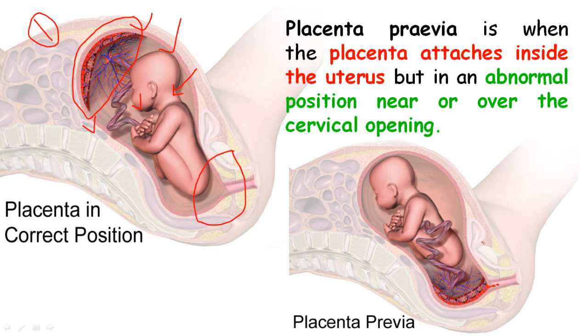For example, in the given image, you can see the placenta is attached in the lower part of the uterus. If it is attached in the lower part, that is called placenta previa or low-lying placenta. This is completely an abnormal condition.